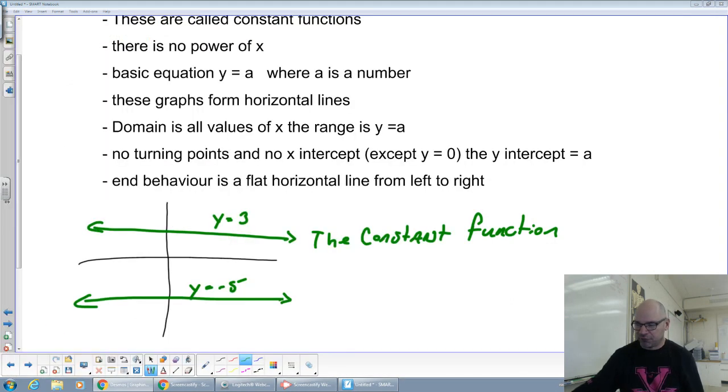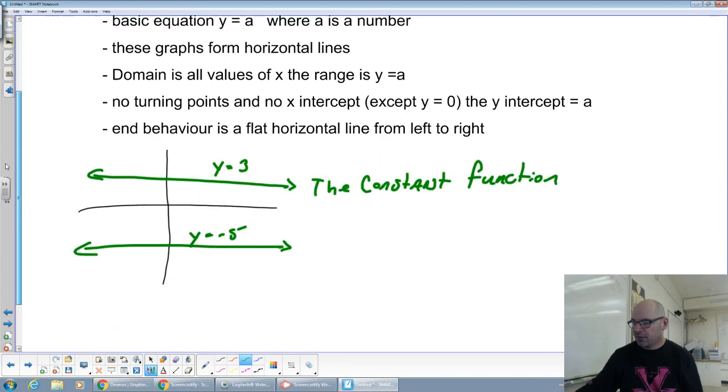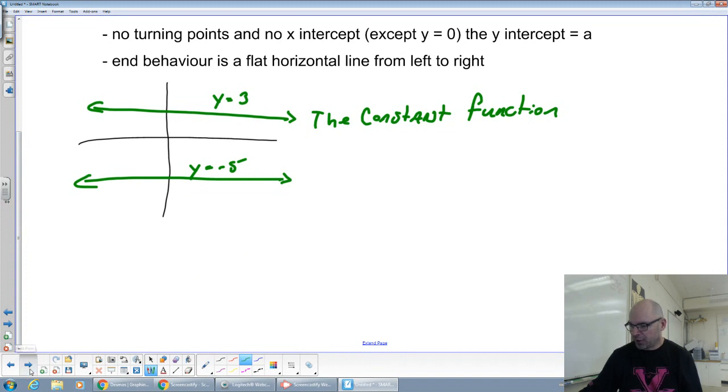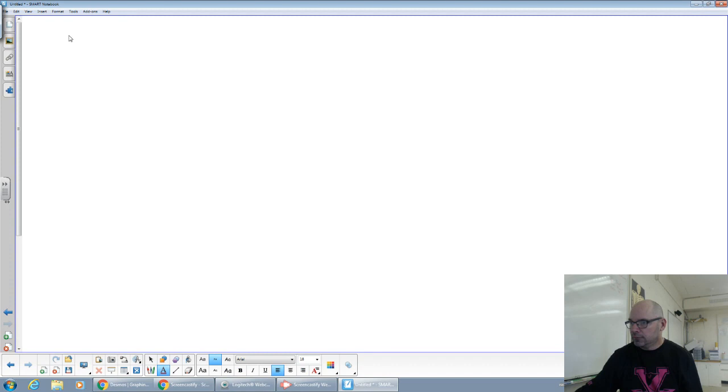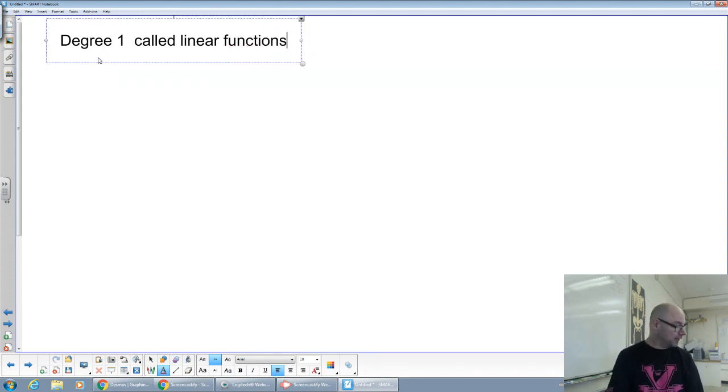Okay, we'll do the linear function because you're pretty familiar. So we did degree 0. Now on the next page, we'll do degree 1. So degree 1. These are called linear functions. Now, first of all, let's do a sketch first and then we can do the summary beside it.